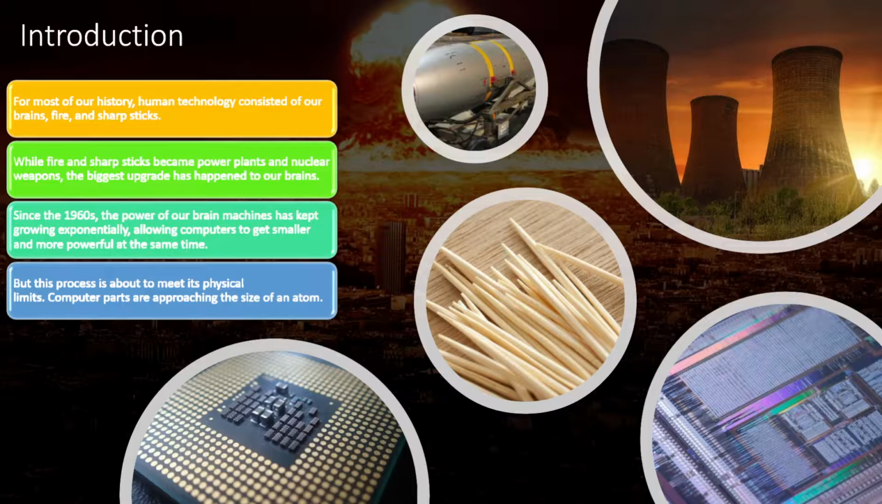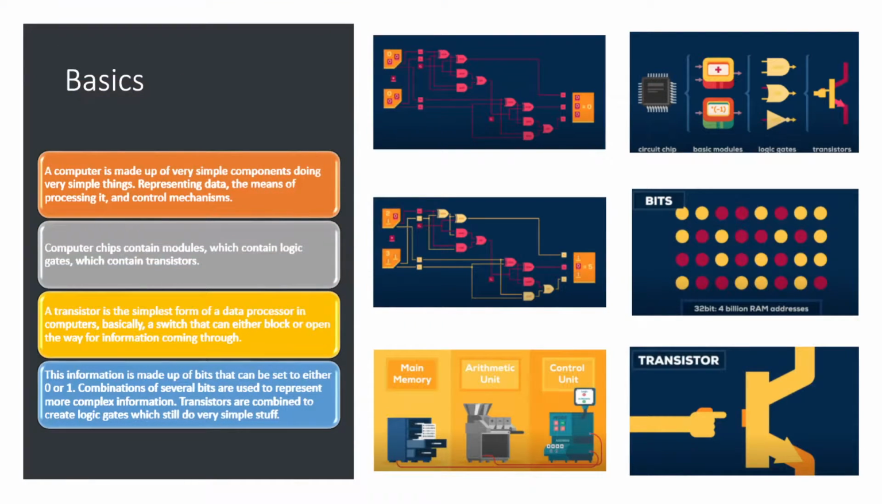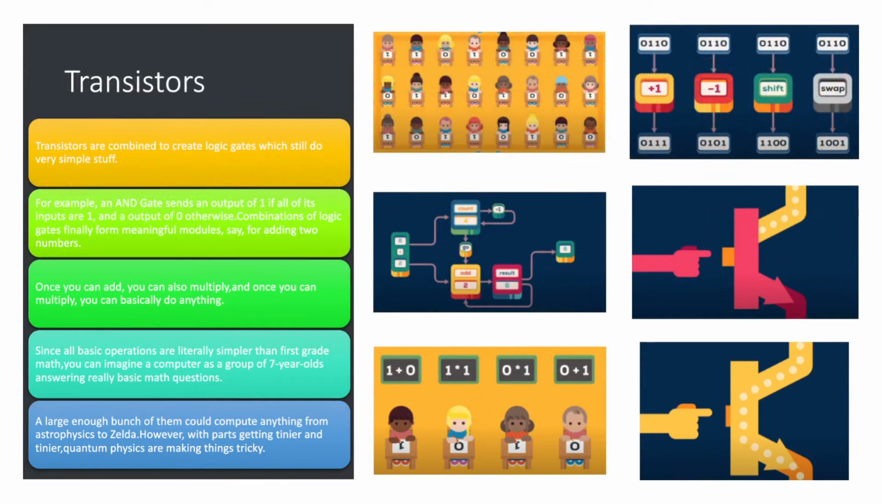To understand why this is an issue, we must first establish certain fundamentals. Now we will start with the basics. A computer is made up of extremely basic components that perform very basic tasks: data representation, processing methods, and control mechanisms. Computer chips are made up of modules that include logic gates and transistors. Transistor. A transistor is the most basic type of data processor used in computers. It is essentially a switch that can either block or allow information to pass through. The data is made up of bits that may be set to either 0 or 1. To represent more complicated information, several bits are combined.